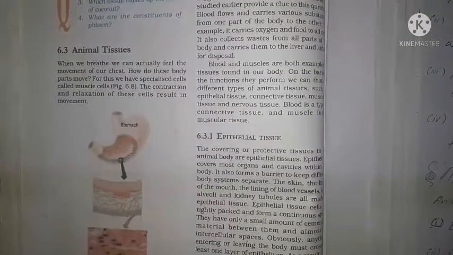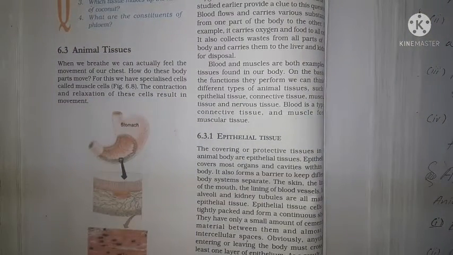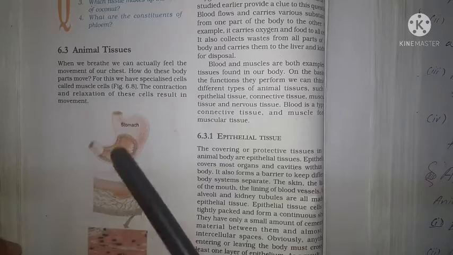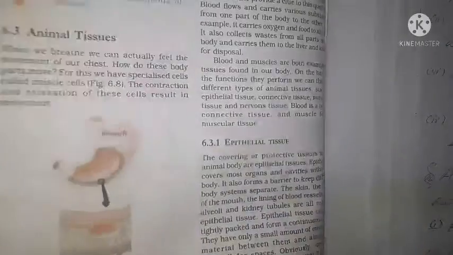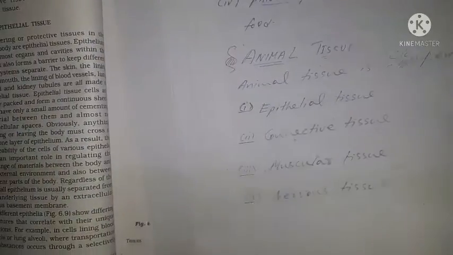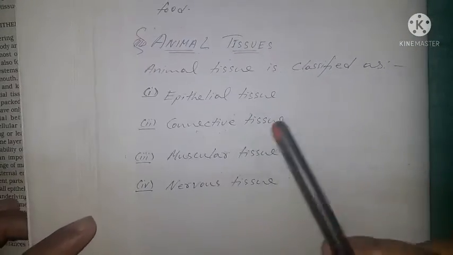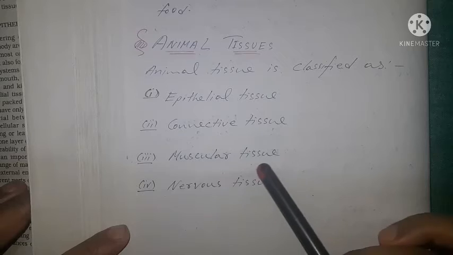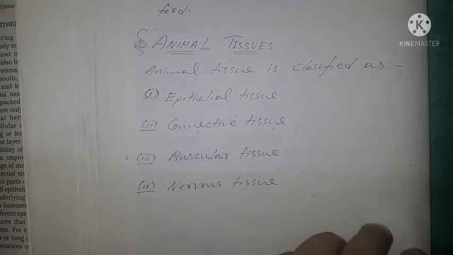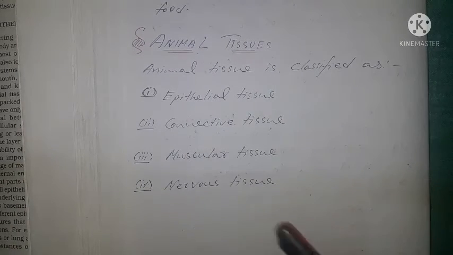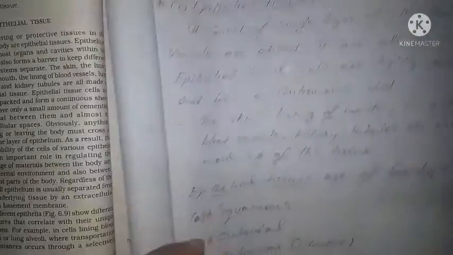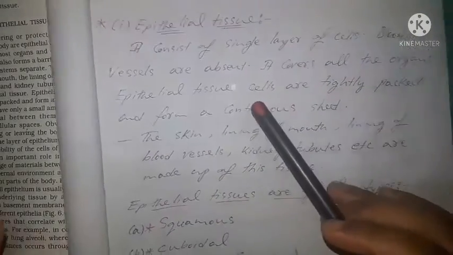Good morning, children. So let's continue discussing chapter 6, that is tissues. Today we will discuss animal tissues. Animal tissue is classified as epithelial tissue, connective tissue, muscular tissue and nervous tissue. We'll be discussing each of these one by one. The first one is epithelial tissue.